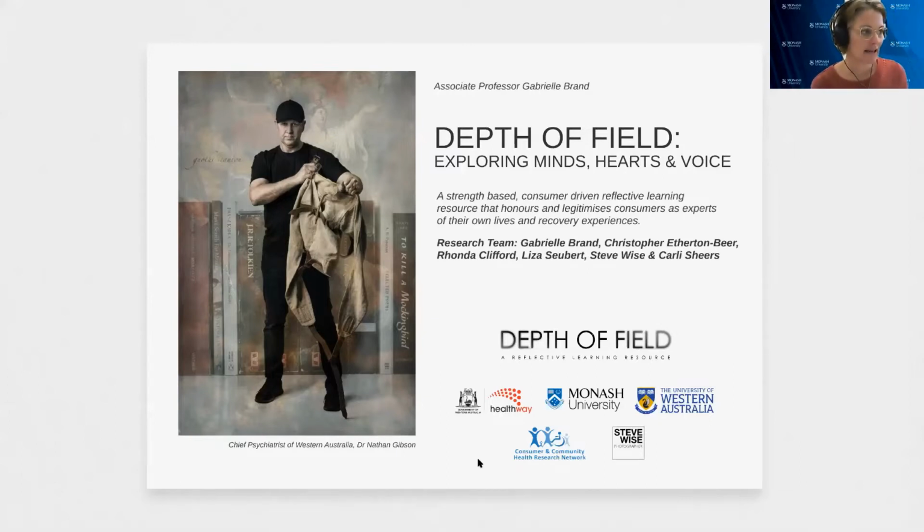This particular portrait is actually of the Chief Psychiatrist of Western Australia, Dr. Nathan Gibson. When we were conceptualising the project and we launched the main aspect of it during Mental Health Week, because all the 6 consumers that I worked with had a portrait, I contacted him and asked if he would like to sit for one as well. He was so gracious, and really brave in agreeing to it, because it was really important that we sent a message that we're all in this together.